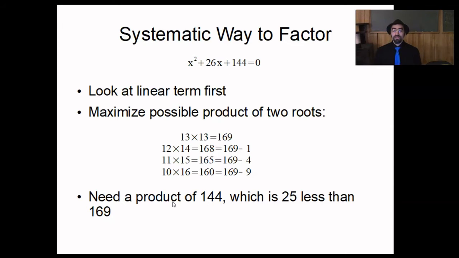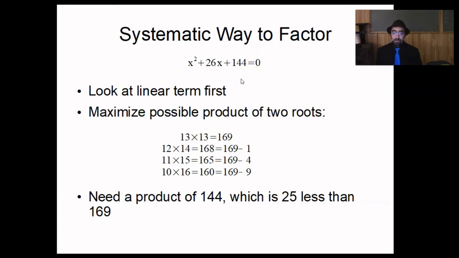The key here is to look at the linear term first. That's this middle term, the 26x. Rather than think about what multiplies together to 144, we think about what adds together to make 26. Now, there are lots of possibilities for that, obviously. But what if we wanted to maximize the possible product? So ignoring the 144, what's the greatest product we can get from two numbers that add up to 26?